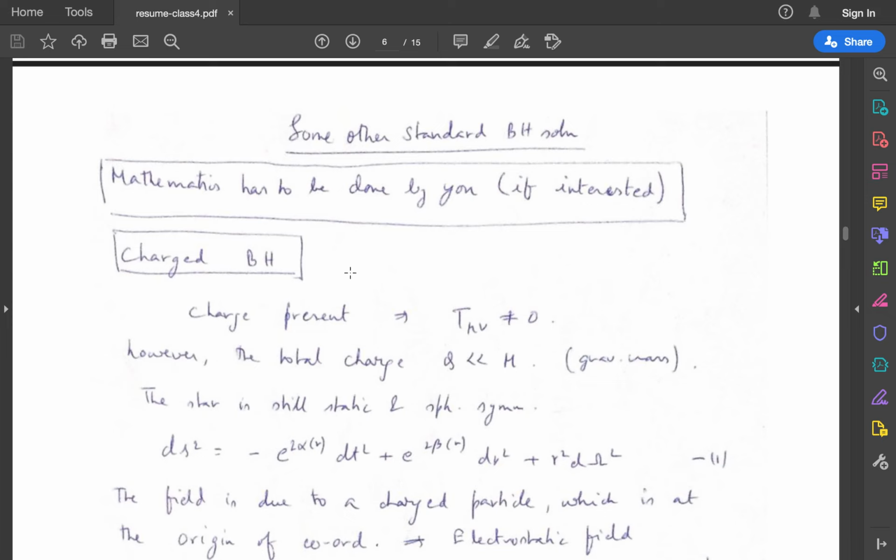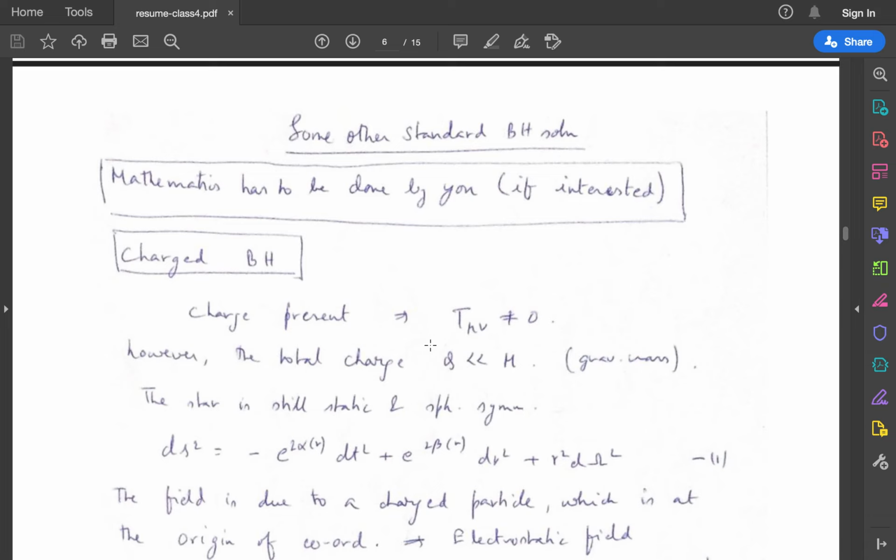If charge is present, T mu is not equal to 0. Previously we had T mu for a relativistic star, where T mu was also not equal to 0, but there the non-zero term of T mu was coming from the matter. Here the non-zero term of this T mu will be given by the charge of the black hole. So we can throw some charge into a Schwarzschild metric and see how the black hole behaves. However, the total charge Q is very much less than the gravitational mass of the star, otherwise it will lead to some instability, and you can read about that. This is a very complex calculation, we will not do it here, but usually the charge of a black hole is much lesser than the gravitational mass.